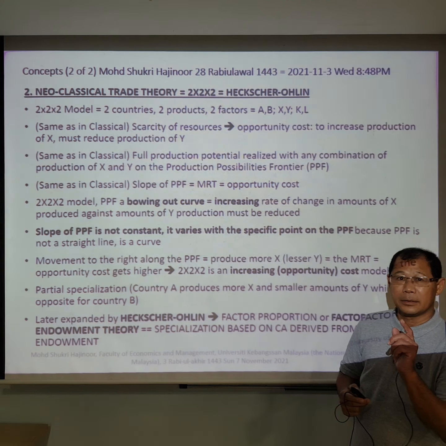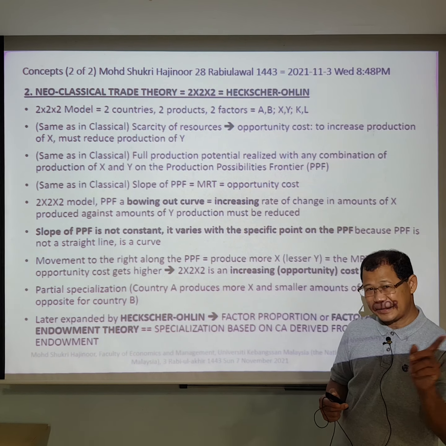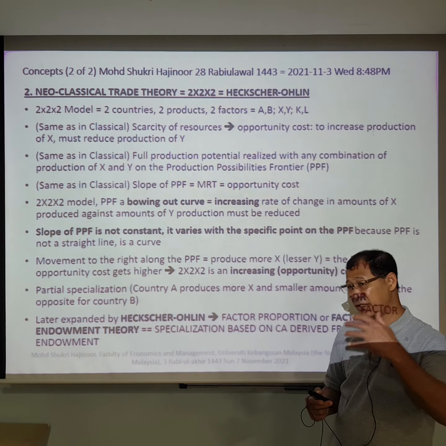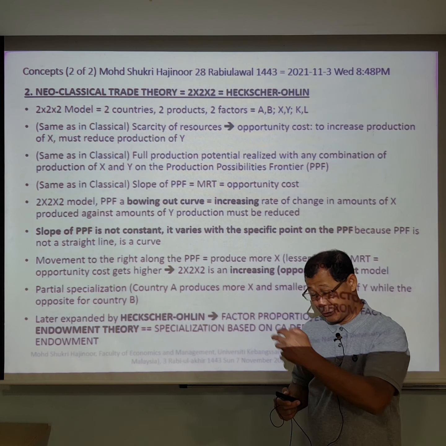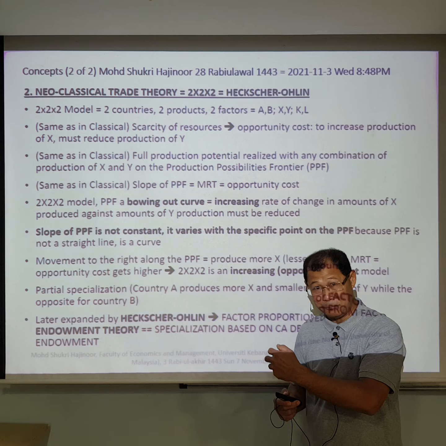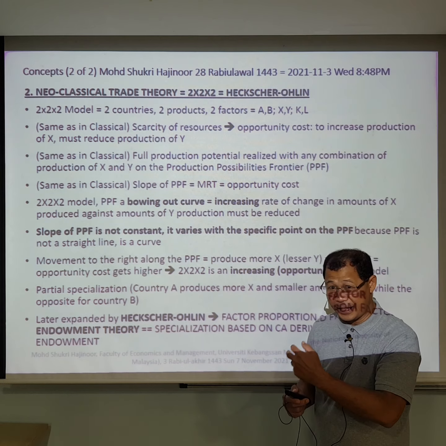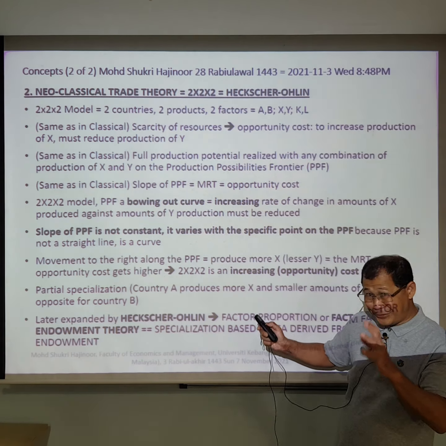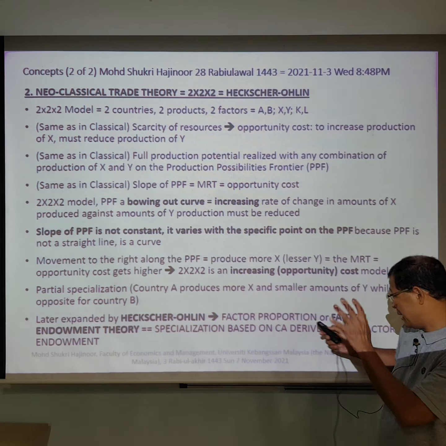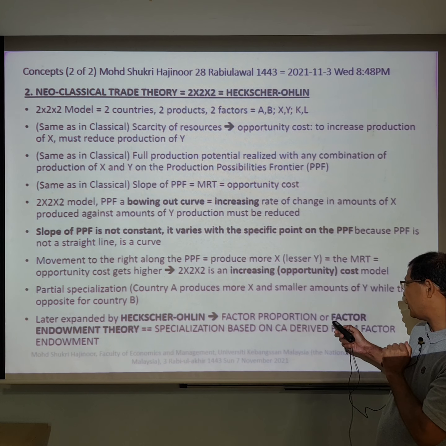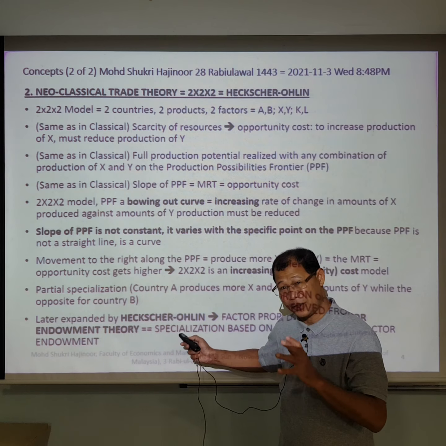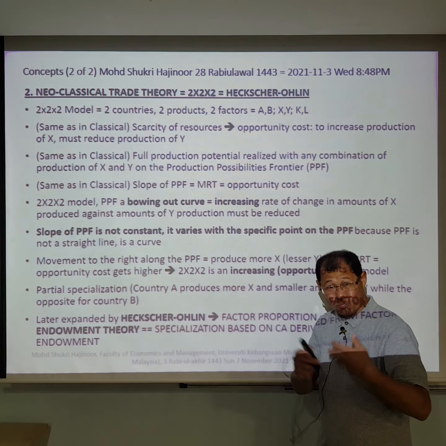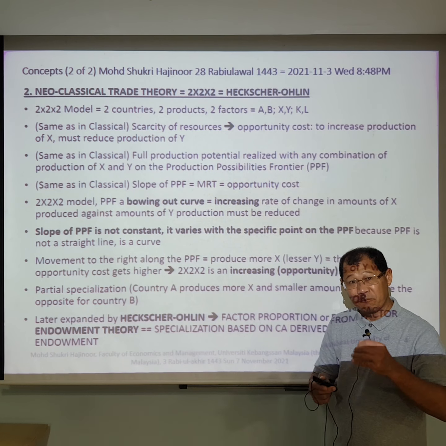Next page, neoclassical. We're going to study this in chapter 3, the next chapter, but we're going to introduce it here at the end of chapter 2. We don't call it Heckscher-Ohlin yet because Heckscher-Ohlin is coming up in chapter 3, using the neoclassical approach. We call it the factor proportion or factor endowment theory, because this specialization, of course, is based on comparative advantage as revealed or taught by the endowment of factors.